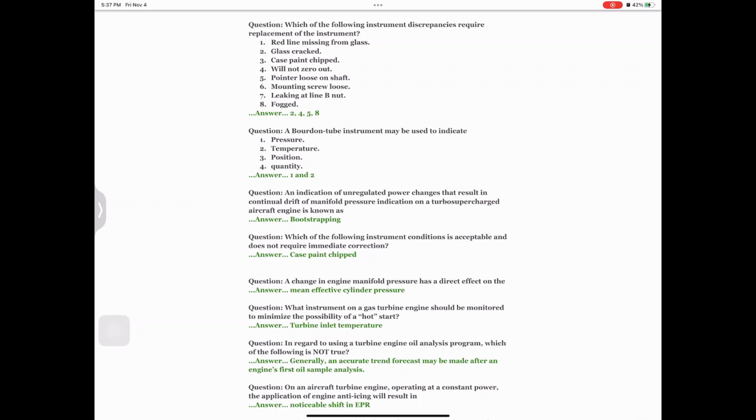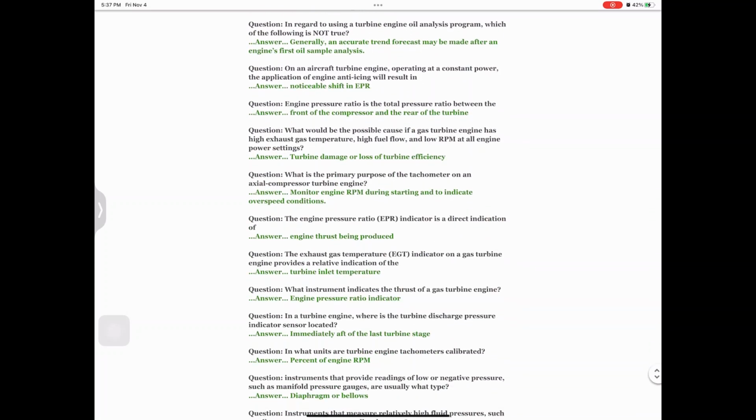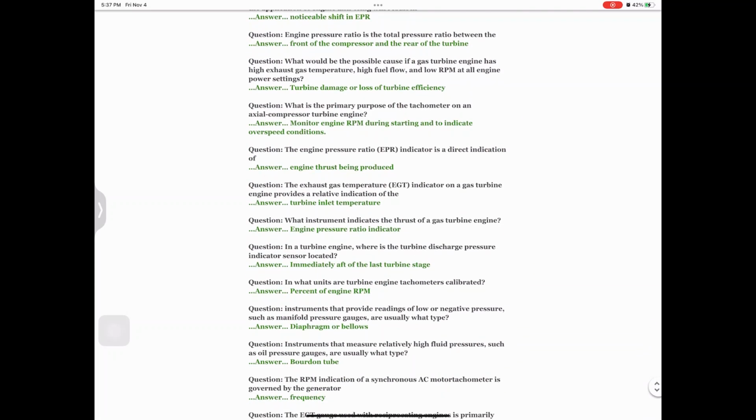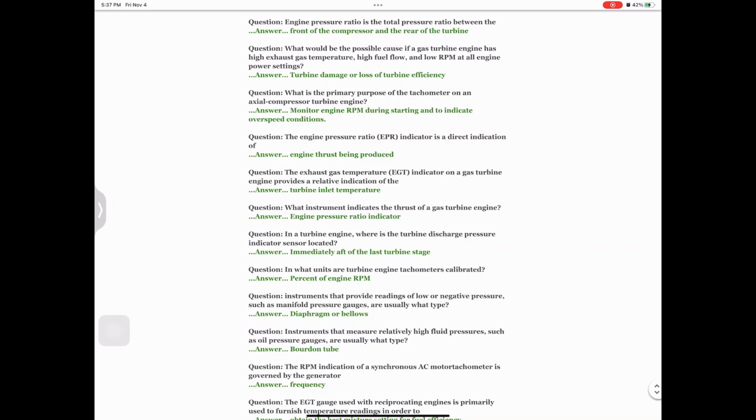Question: On an aircraft turbine engine, operating at a constant power, the application of engine anti-icing will result in, answer, noticeable shift in EPR. Question: Engine pressure ratio is the total pressure ratio between the, answer, front of the compressor and the rear of the turbine. Question: What would be the possible cause if a gas turbine engine has high exhaust gas temperature, high fuel flow, and low RPM at all engine power settings? Answer: Turbine damage or loss of turbine efficiency.